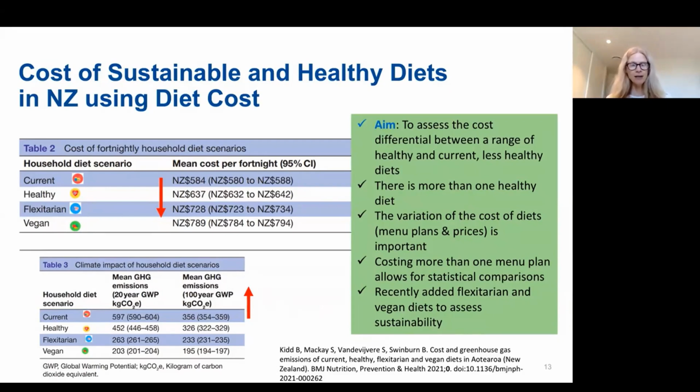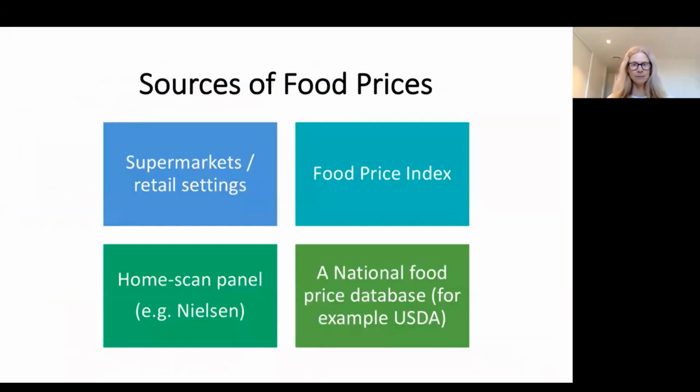So you can see here that as the diet gets more sustainable, it gets more expensive and it has less greenhouse gas emissions. So the vegan diet is the most expensive and the most climate friendly. So this sort of work is important as we're trying to move our population to more sustainable diets. It's not very equitable if they're going to cost more and only some of our population can move to that.